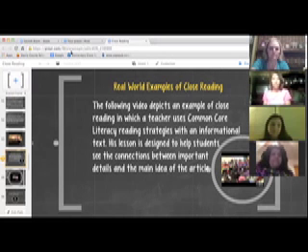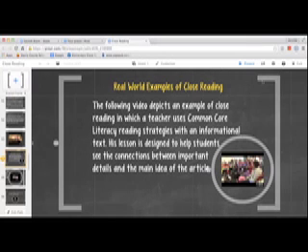Taking a look at real-world examples of close reading, the following video is going to show an example of close reading in which a teacher is going to use Common Core literacy reading strategies with an informational text. His lesson is designed to help students see the connections between the important details and the main idea of the article.